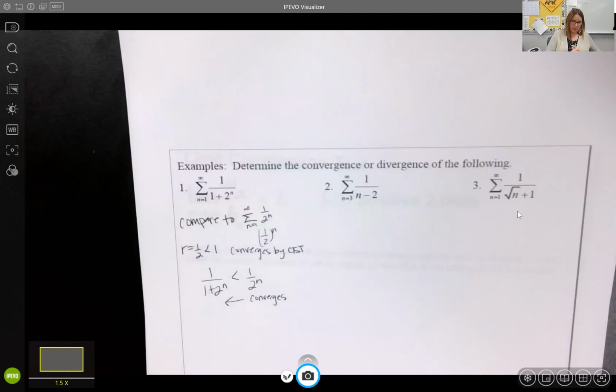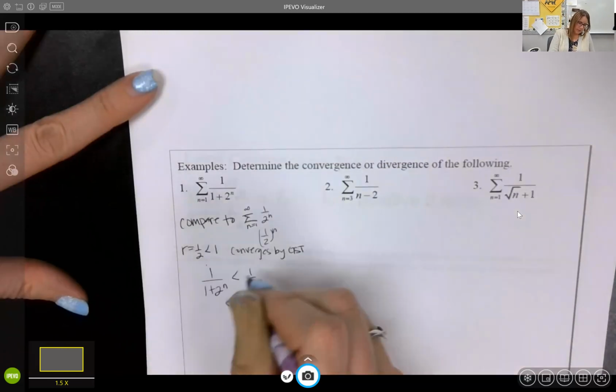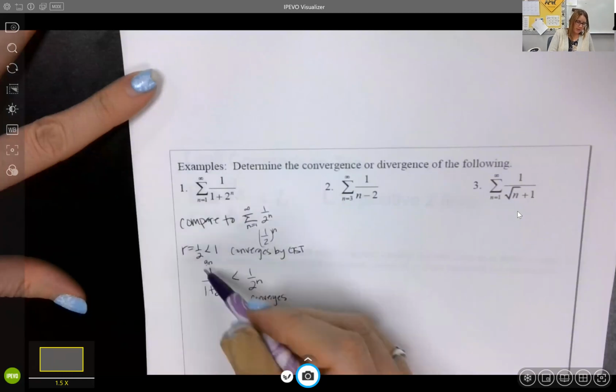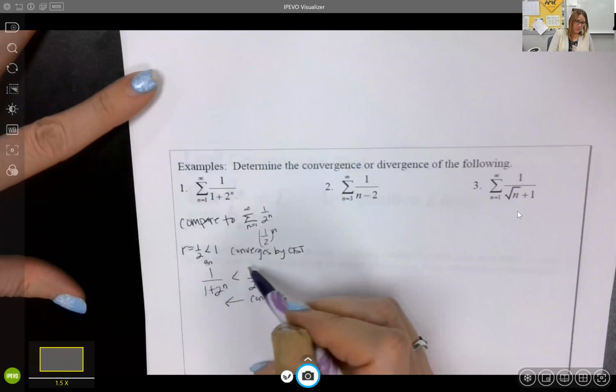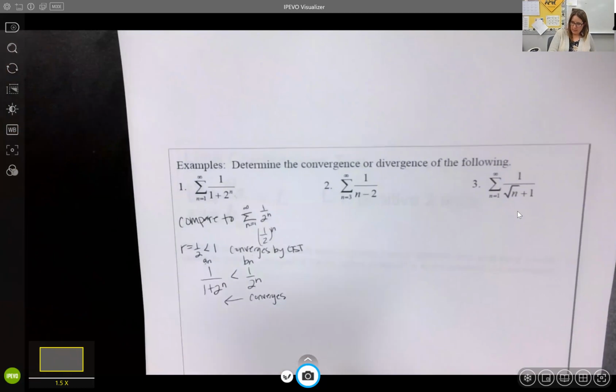And remember what we're talking about is that this is an and this is bn. An's always smaller. And you don't have to write this. I just want you to see how those work. So this is an and this is bn. An is smaller than bn. Bn converges. So an also has to converge by DCT.